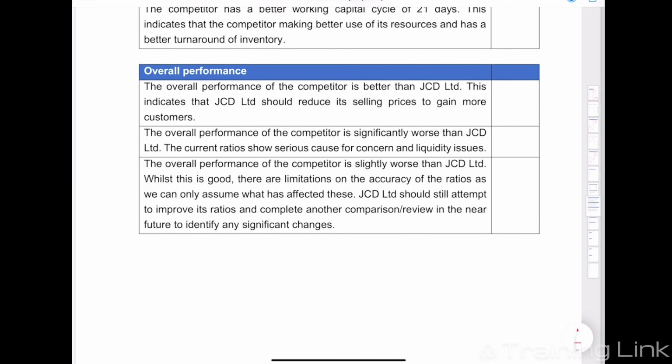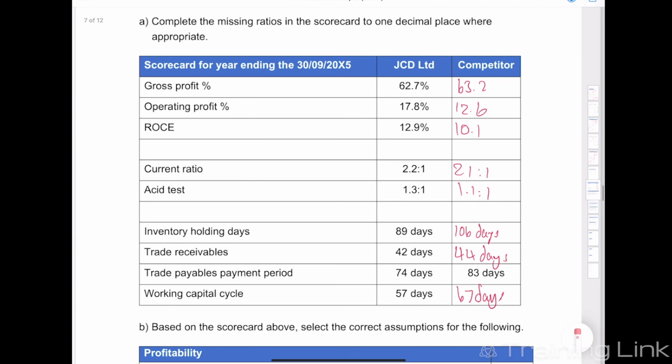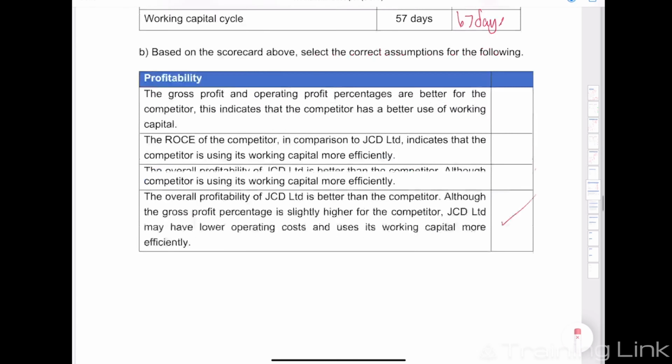It's the overall performance. So the top option, the overall performance of the competitor is better than JCD Limited. This indicates that JCD Limited should reduce its selling prices to gain more customers. Well, we know that's definitely not true. JCD Limited has a better return on capital employed. It has a better operating profit percentage. It has better current ratio and acid test. It's just the gross profit that is not quite as good. And everything else is better.